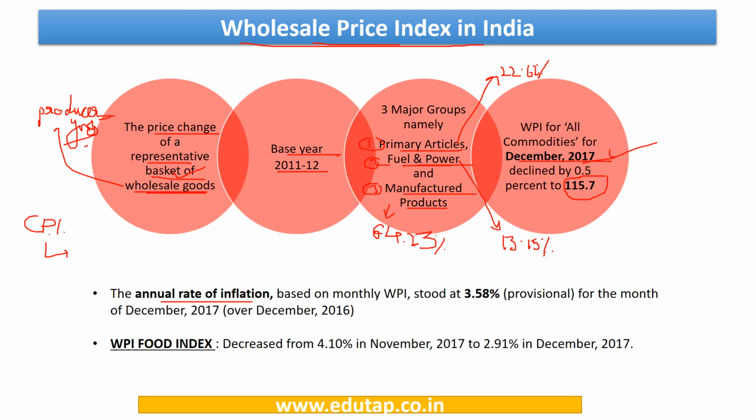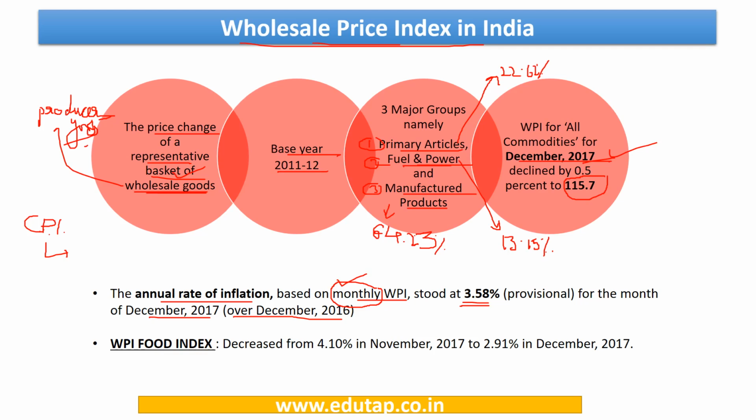So, annual rate of inflation based on monthly wholesale price index. Here we can say that this index is released on a monthly basis. The annual rate of inflation based on monthly wholesale price index has been estimated to be about 4% for the month of December 2017, and it has been calculated on a year-to-year basis. So it is being calculated over December 2016's price values of the wholesale goods.